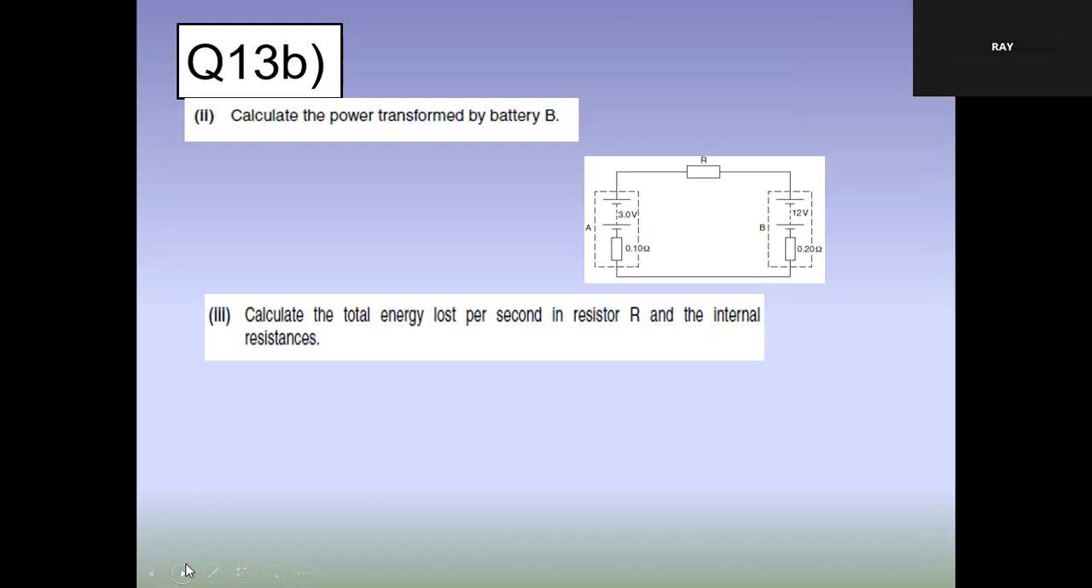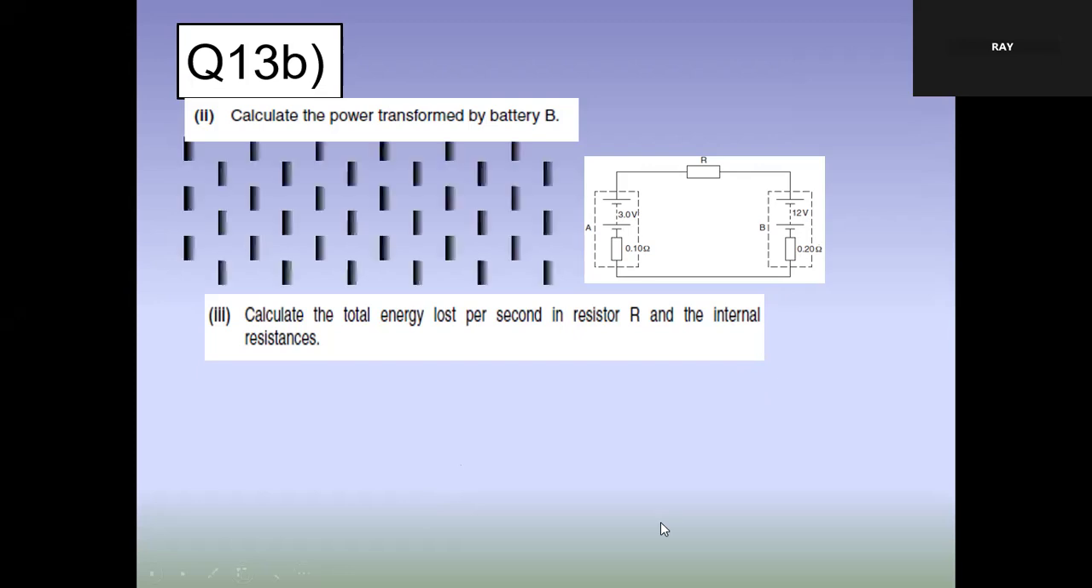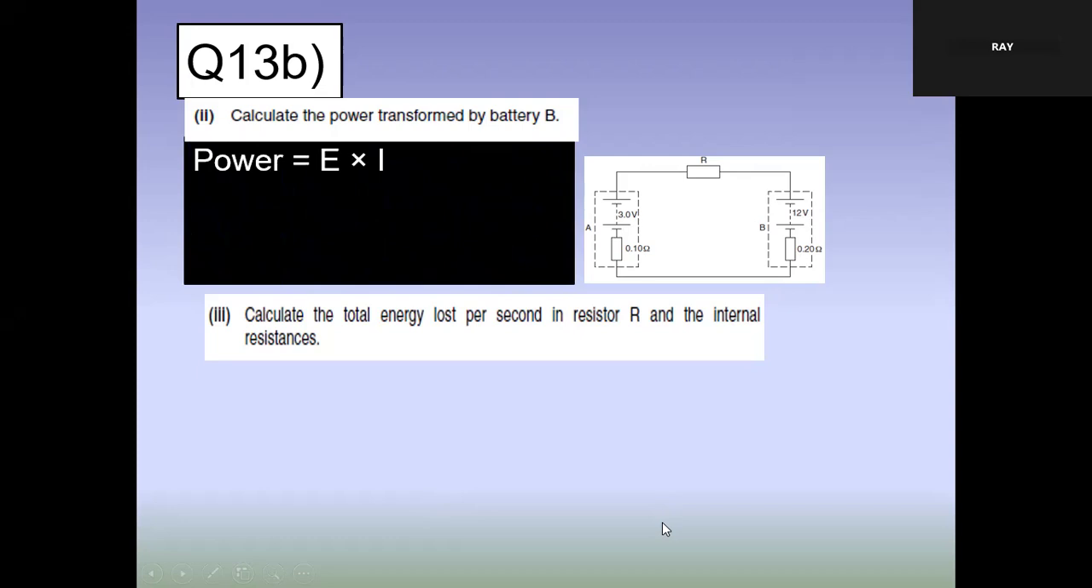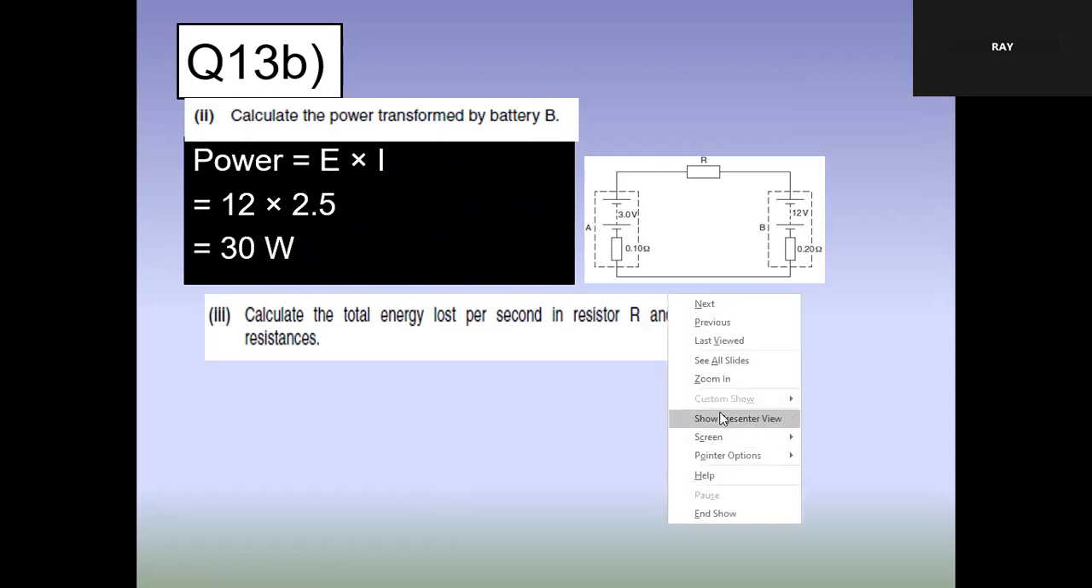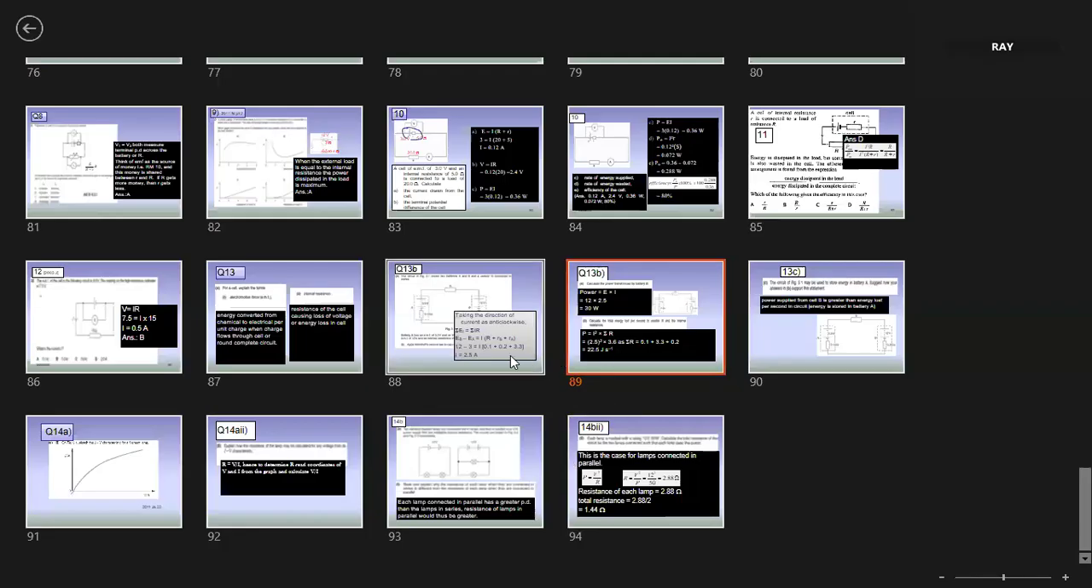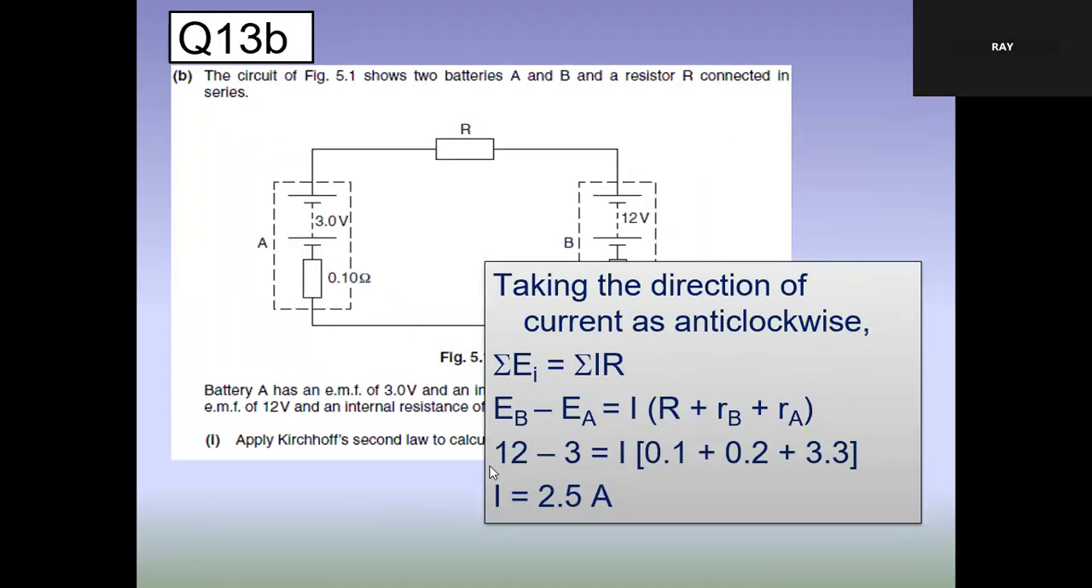Calculate the power transformed by the battery B. Can, you have calculated the current. P equals IV, right? E times I, 12 times 2.5. We got 10 more minutes in case you get cut off. Okay, Can, yep. Our current we have already calculated, right? That's our current, 2.5.